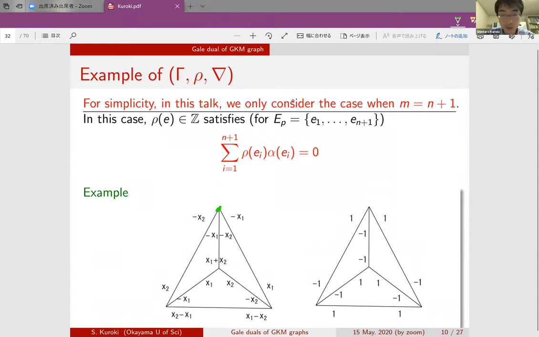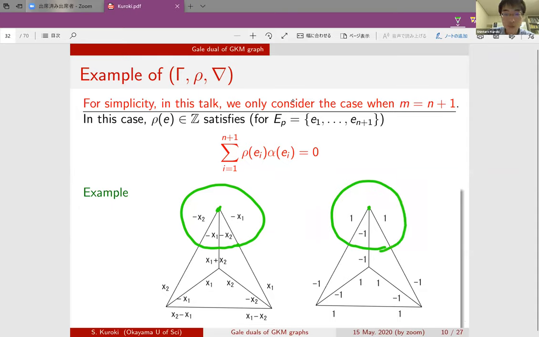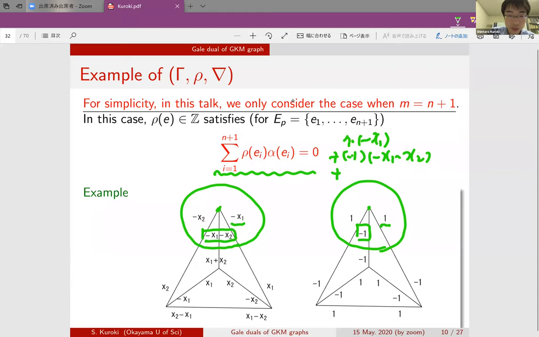So let's compute the Gale dual on this part. This vertex's axial function is this one: minus x1, minus x2, and minus x2. And one of the Gale duals can be taken as this one because these two satisfy this equation. Let's check it, it's very easy. For example, the first one is 1 times minus x1, plus the next one is minus 1 times minus x1 minus x2, plus the final one is minus x2 times 1. Then you can easily compute it. This is just an elementary school problem. It equals 0. So we see that this triple becomes a Gale dual on this vertex.